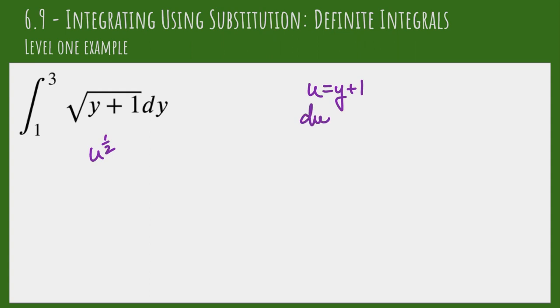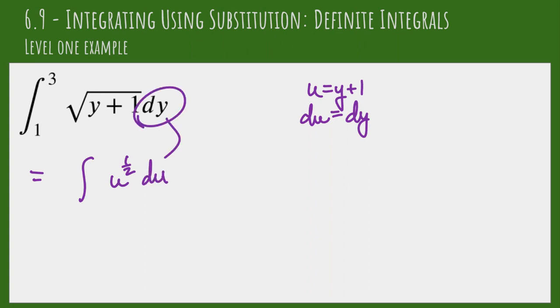This is a pretty straightforward substitution because du is equal to dy, so I can just replace the dy there. So this is going to equal the square root of u, so the integral of the square root of u, which I'm going to write as u to the 1/2 du. And then since I changed the dy to du, remember we have to change our limits also. So if y is 1, u is going to be 1 plus 1, which is going to be 2. So my lower limit is going to be 2. And then the upper limit is going to be 3 plus 1, which is going to be 4.